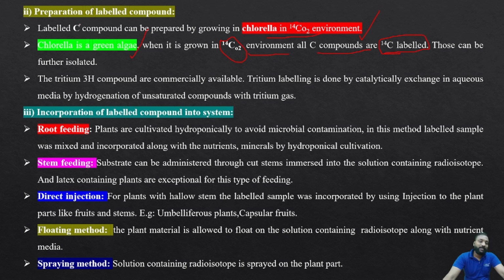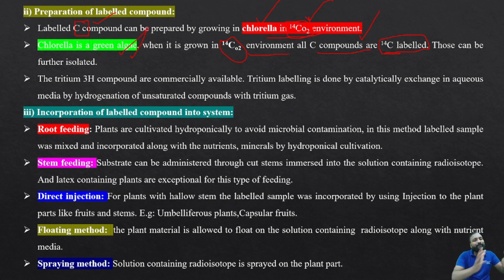For example, assume that I'm going to label carbon. Then I should select an environment which is rich in carbon dioxide, especially with 14C carbons, and that too they should be grown in a Chlorella environment, because it is a green algae.